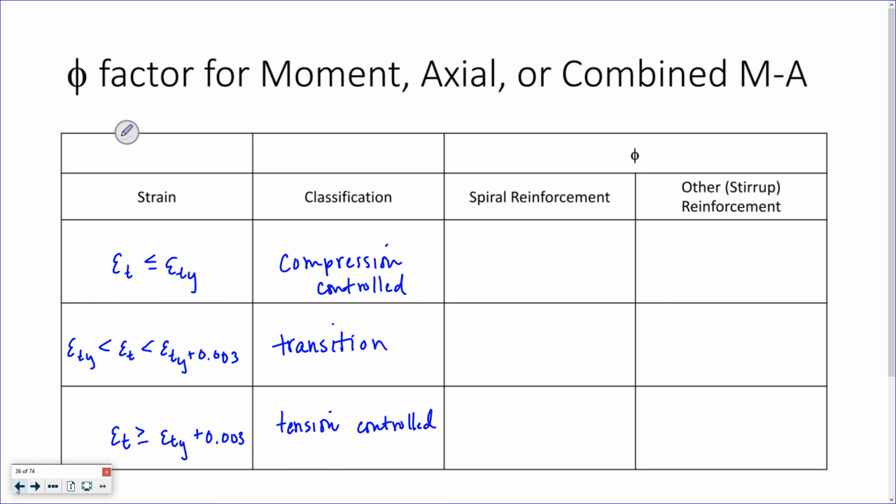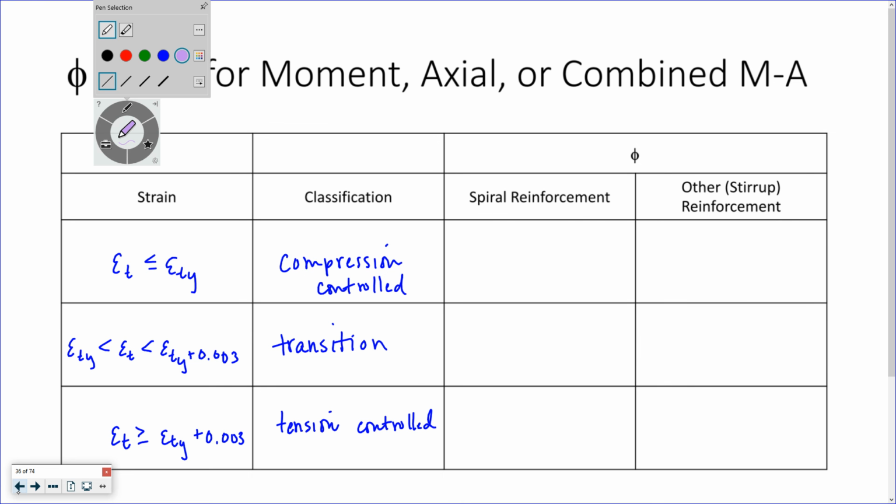So tension controlled, compression controlled. Which one do you think is going to have the higher phi factor? Remember, your phi is used to reduce your moment capacity. Your nominal capacity, you're going to reduce it by a phi factor. Which one's going to have the higher phi factor? If you just yelled out tension controlled, you're right. Your phi factor is 0.9 for both types of transverse reinforcement.